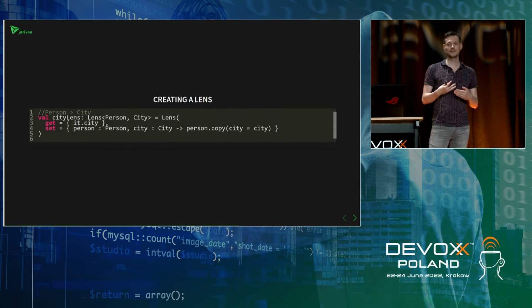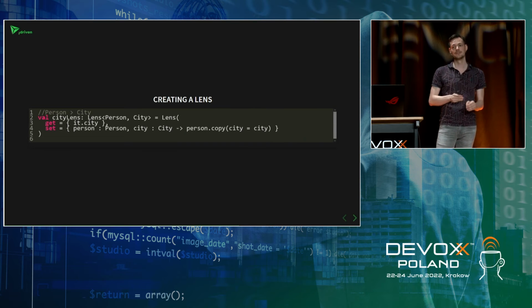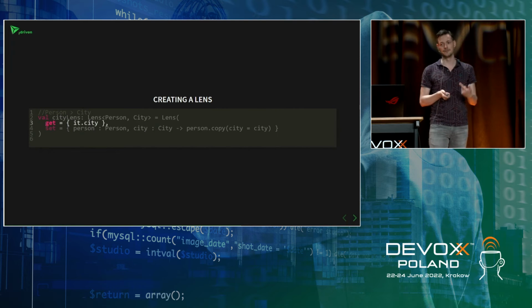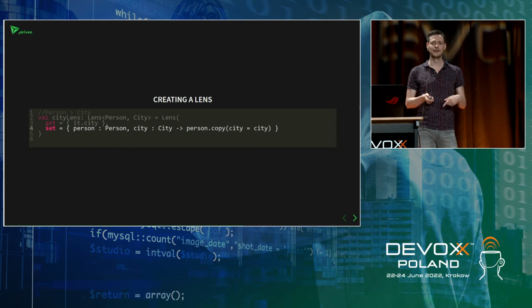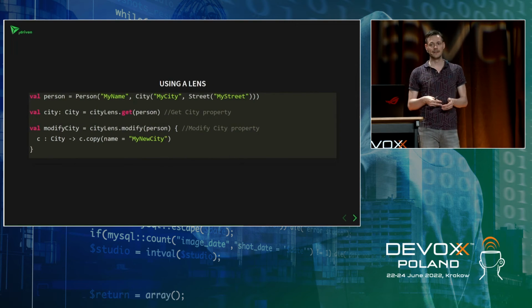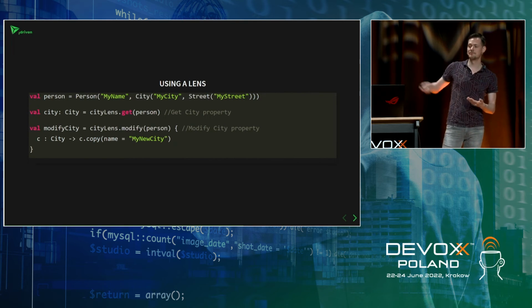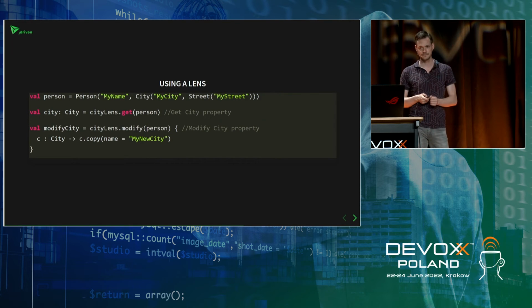So we can create a lens that goes from the person object to its city property, where we define a getter and we define a setter for it. So if we have a city lens, we can now get the city using the lens, and we can modify the city using a lens. I must say, modify hasn't been chosen that well, because it doesn't modify the property, it will return an immutable copy of it. So modifying is actually copy and just change that variable.